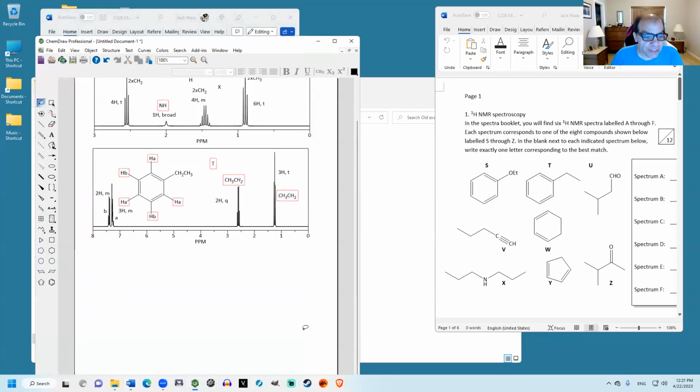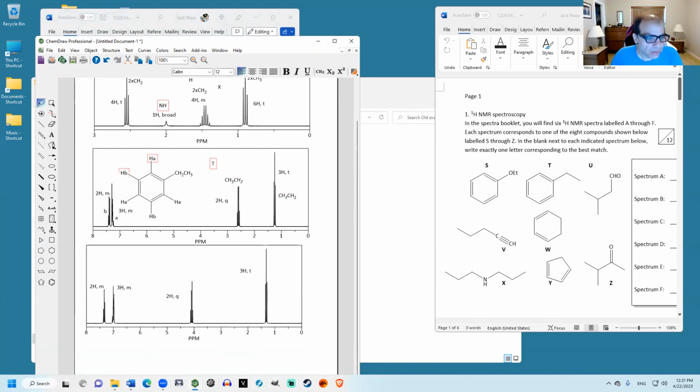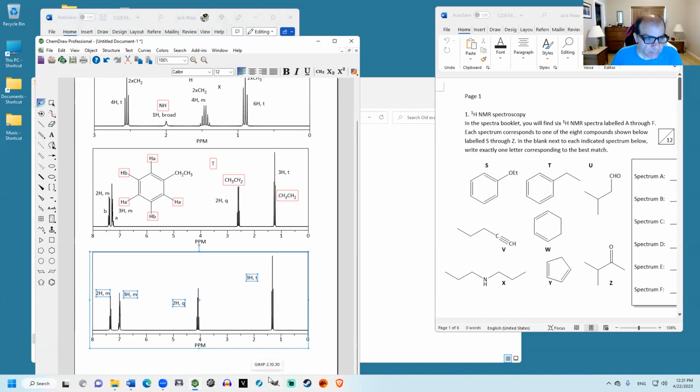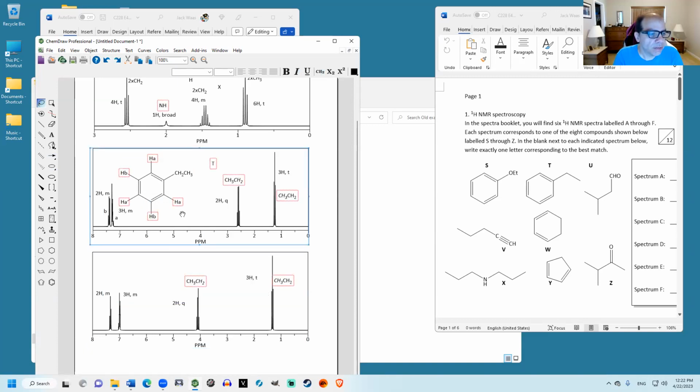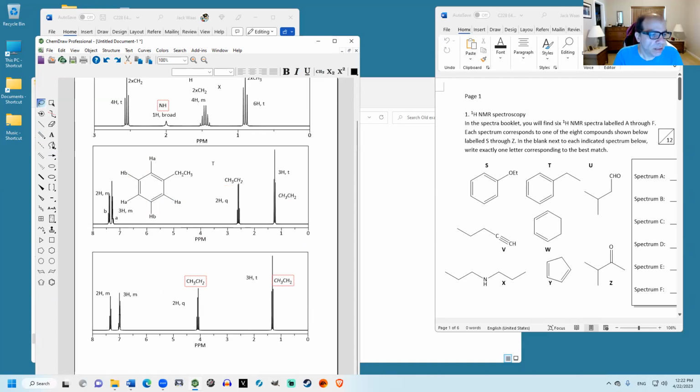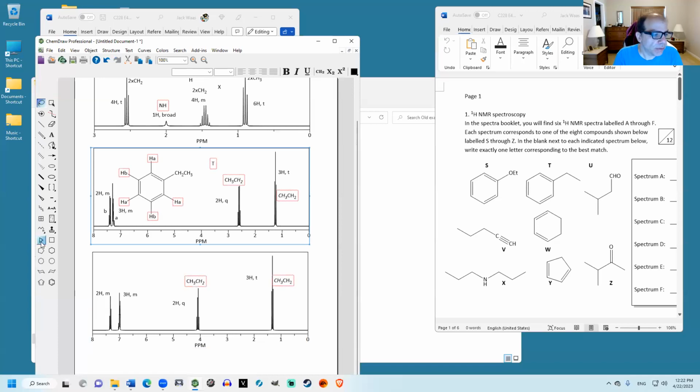As it turns out, compound S is on this exam. And I think you can already see the difference. There's your methyl group. There's your methylene, your CH2. That's right, that's not going to work. Let me try one more thing. No, it doesn't look like we're going to get anywhere.